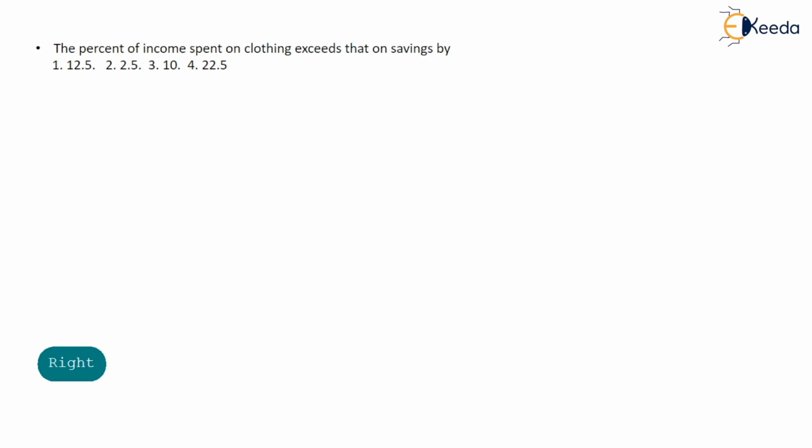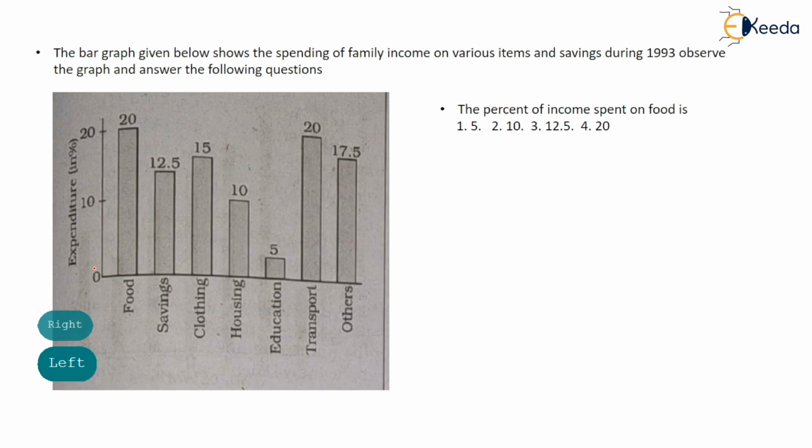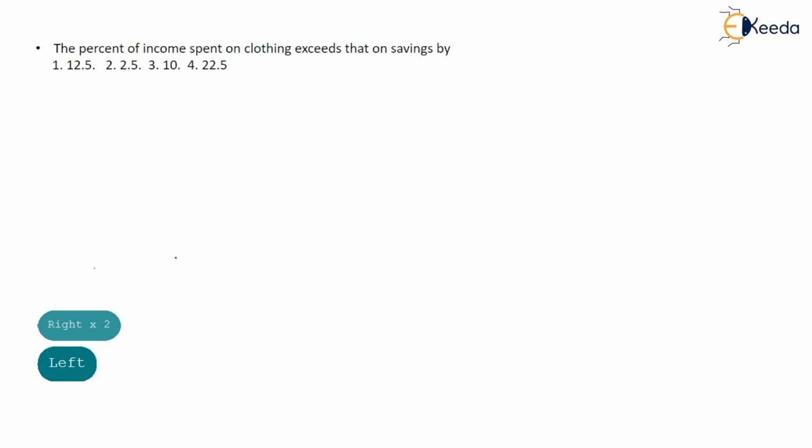Second question: the percentage of income spent on clothing exceeds savings by what percentage? Okay, so you can see the percentage for clothing was how much? 15%, and that of savings was 12.5%, right? So how much does this exceed? 2.5%. 2.5% is the answer. So you find out the percentage expenditure on clothing, and the savings is known to you. So 15 minus 12.5 comes out to be 2.5. So the answer for this will be 2.5.